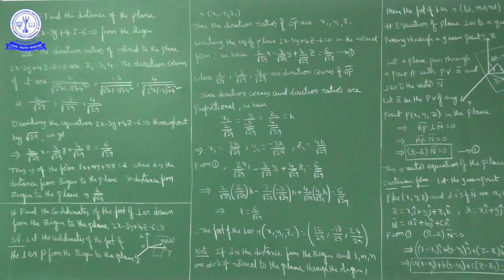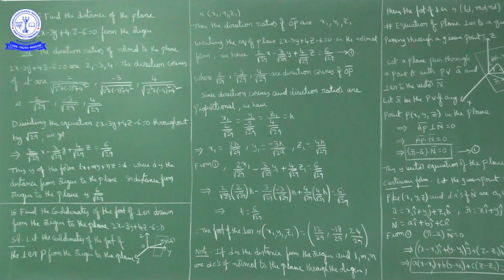Next question: find the distance of the plane 2x minus 3y plus 4z minus 6 equal to 0 from the origin. We have to find the distance of this plane from the origin. To find the distance of the plane from the origin, when it is given in the form ax plus by plus cz is equal to d, here 2x minus 3y plus 4z is equal to 6.